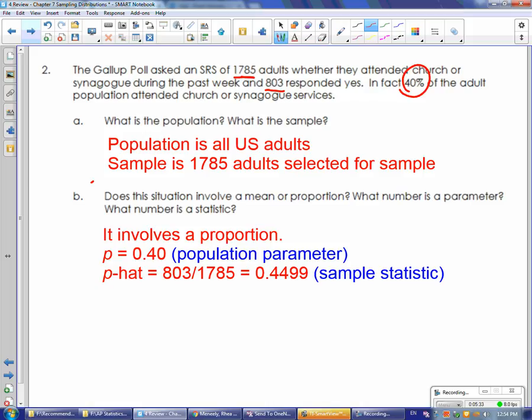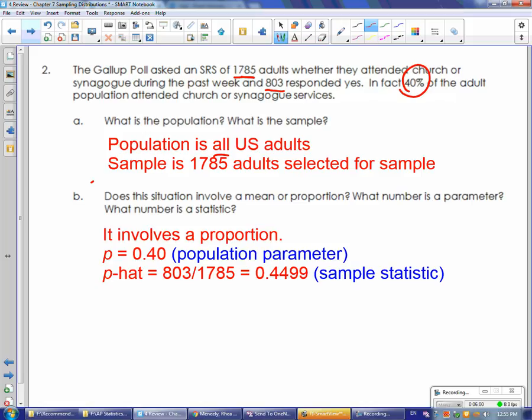This is a dead giveaway that I'm dealing with a proportion, or a binomial situation in which I'm dealing with categorical data. So the population in this case, although it doesn't say that Gallup occurs in the United States, typically I believe that's where the Gallup poll occurs. So the population would be all US adults. And make sure you're specific. Don't just say adults. Which ones? In terms of the sample, it would be the 1,785 adults that were selected for the sample.